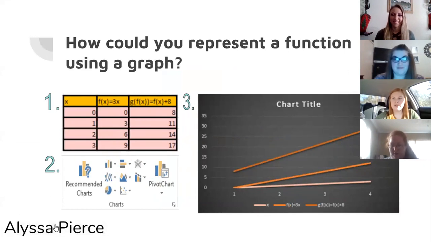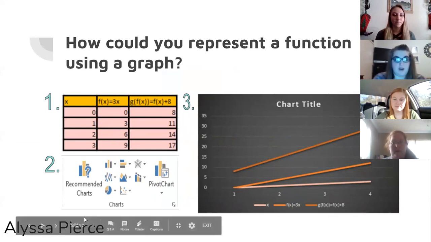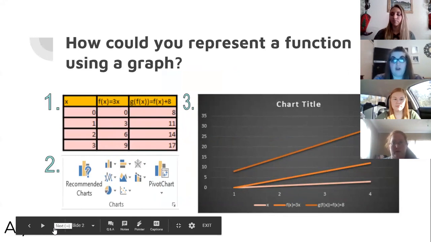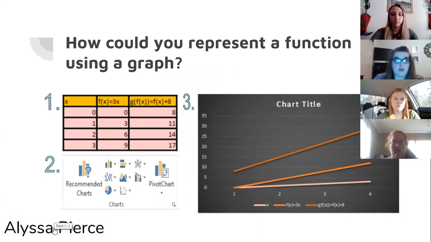How could you represent a function using a graph, Alyssa? Well, that's pretty simple. Representing a function by using a graph is very easy. I like to use Excel for my graphing. So let's take question number 2, for example, that we used on the homework. On this chart, we have two functions, f of x equals 3x and g of f of x equals f of x plus 8. Our values for x are 0, 1, 2, and 3.